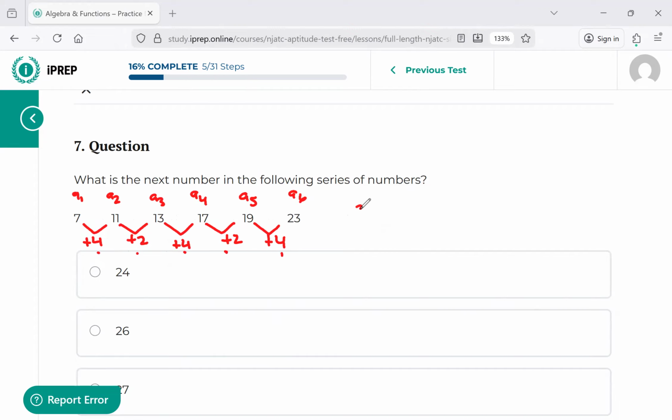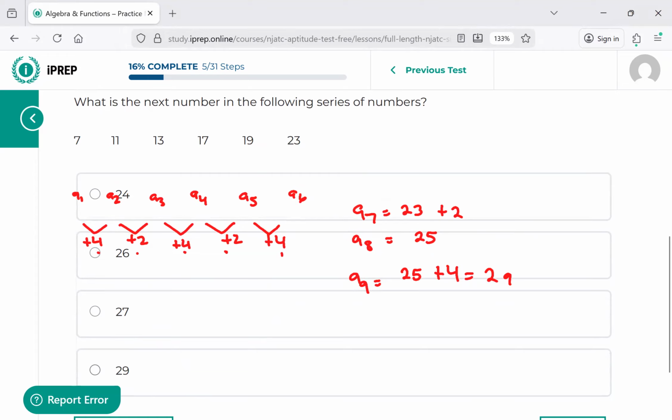And then the seventh term is your last term, 23. Instead of adding 4, you want to add 2 because it alternates. So 23 plus 2 is 25. But I don't see 25 as one of our choices, right? So I think you have to keep on going. So this is A8, 25. But instead of adding 2, you're going to have to add 4, which is 29. Now that is an answer I see as my choice. Wow, that can be tricky.